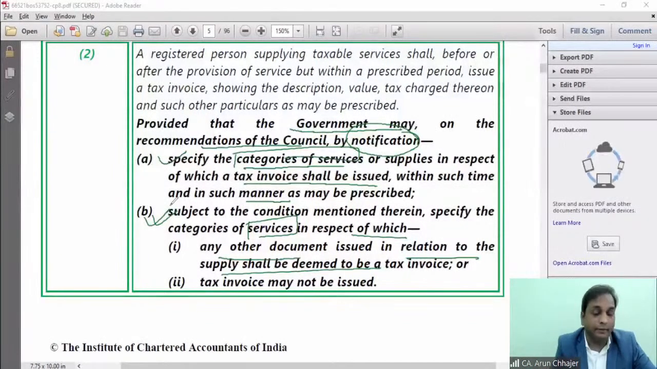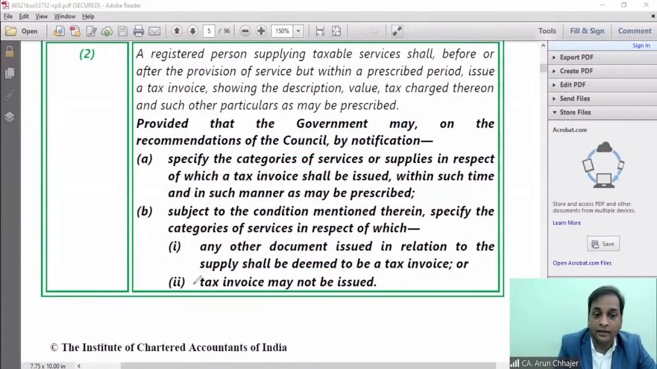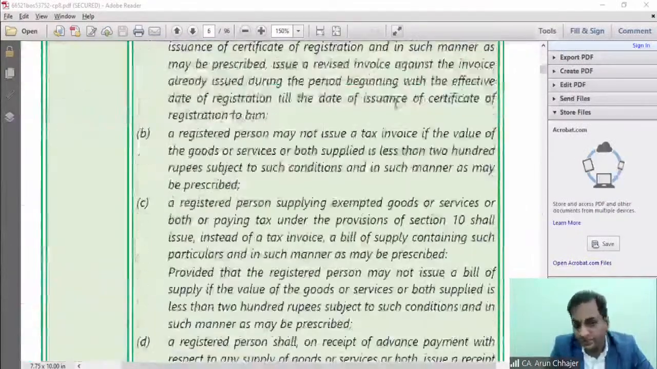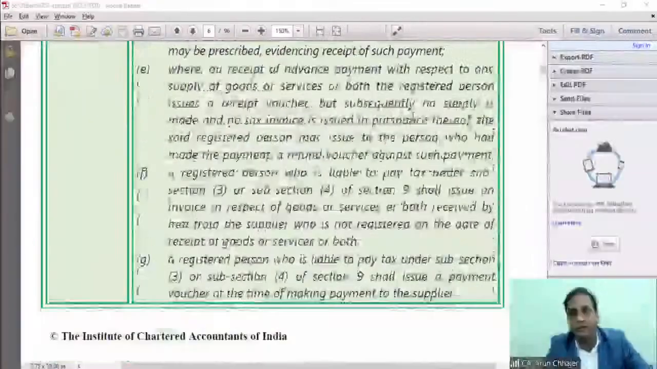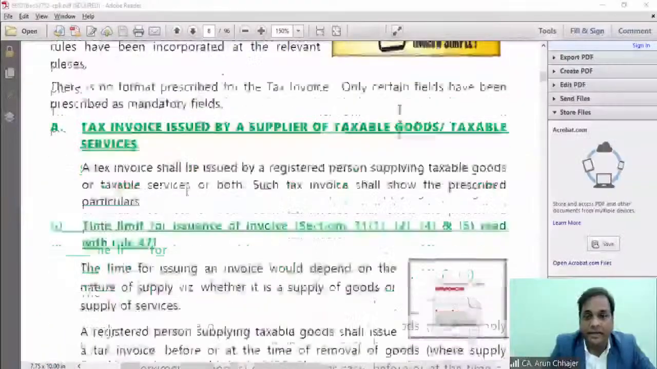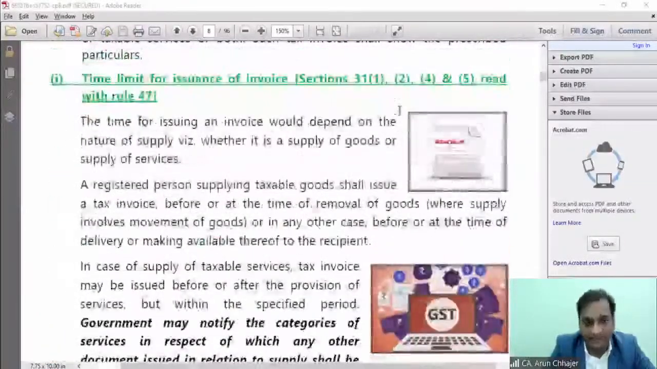That we will discuss. Shivam, after some time, we will read rule 46 for content, rule 47 for time limit, rule 48 for manner. These three rules we are going to discuss. And tax invoice is not at all required to be issued. Now we will go to section 31 subsection 3. Just wait for some time. We will complete this part regarding the time limit to issue the tax invoice.